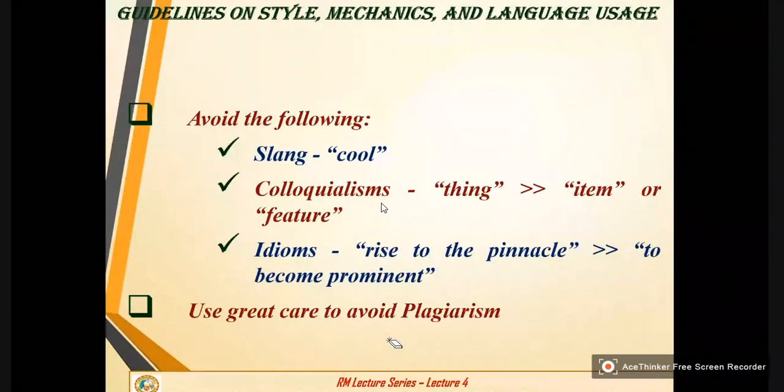Avoid using slang words like cool, thing, item, or feature, or idioms like rise to the pinnacle, to become prominent. All these are allowed in a literary report, not a literature review. In an article or a magazine article, you can use these things, but not in a technical literature review. Use great care to avoid plagiarism.